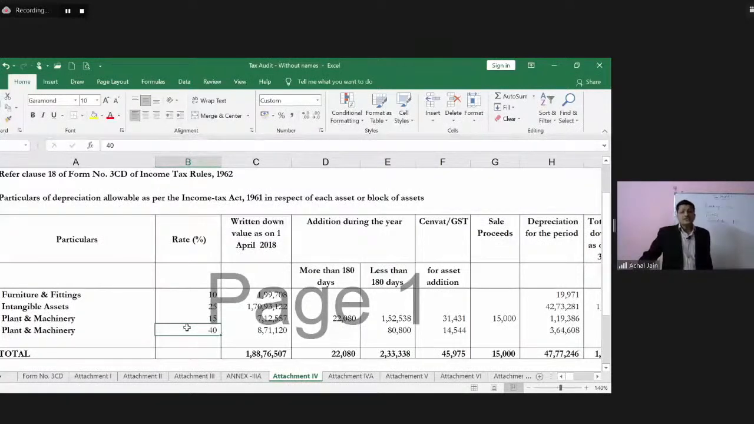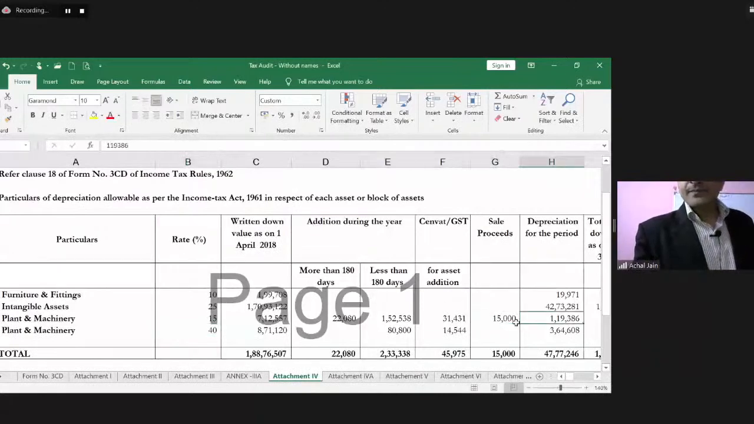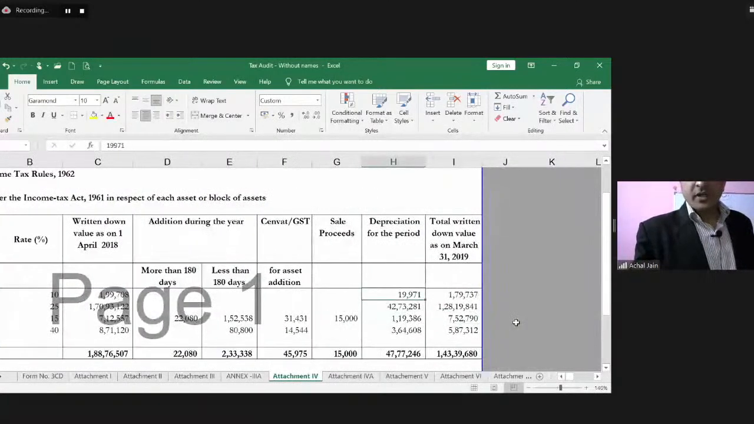Then the additions which would have taken place during the year. Now additions are going by the age bucket of more than 180 days and less than 180 days. That's why this computation of depreciation may also be different from what you see under books of accounts. And then the CENVAT or the GST which would have been adjusted. If there is any sale proceed, that is also required to be captured over here. Then the depreciation is computed using the rates and the time period, and then the closing WDV is given.